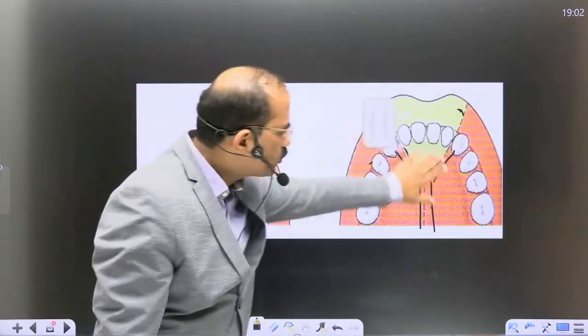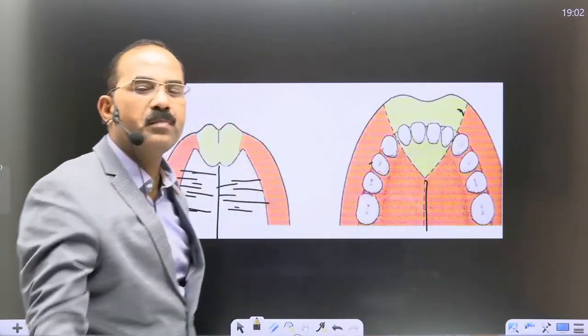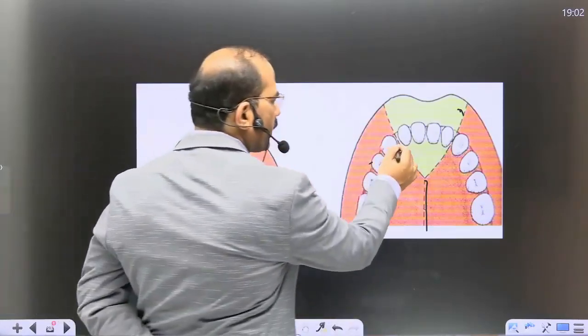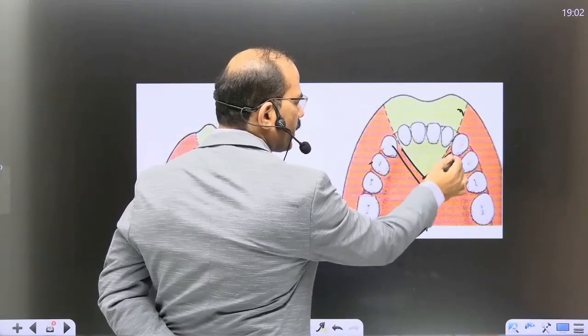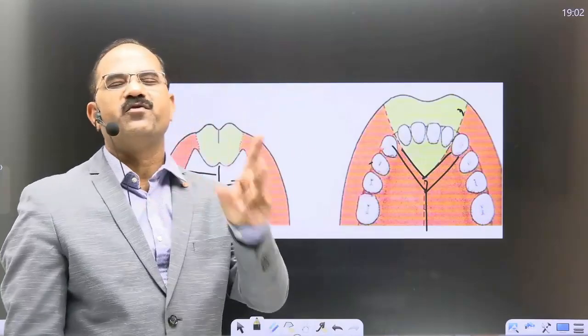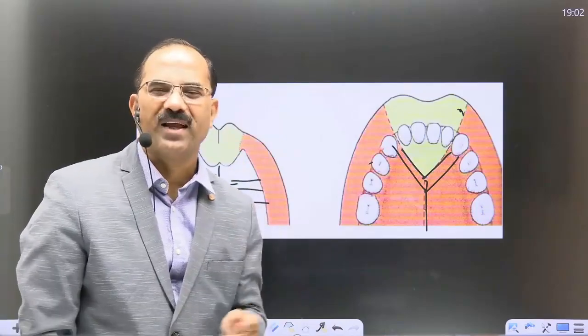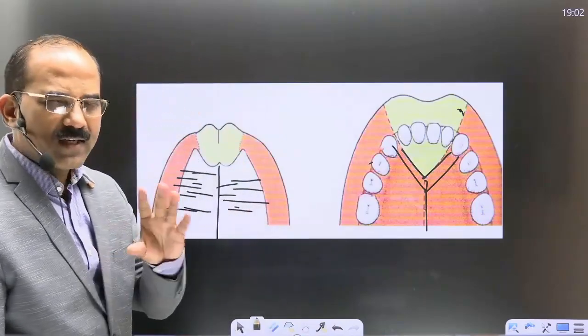Now, if these two palatine processes of maxilla fuse with each other, but they do not fuse with the primary palate, what is the shape of defect that we get? A V-shaped defect. That's how we get a defective hard palate. I'll explain this once again.